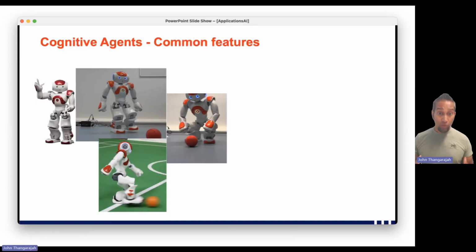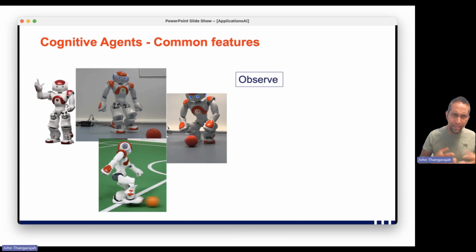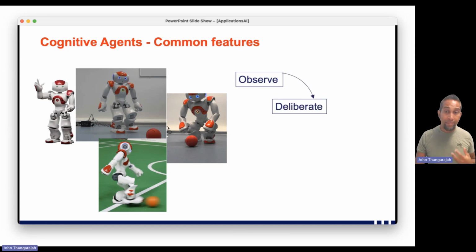So let's talk about cognitive agents. Well, what are they? Cognitive agents are agents that can deliberate, right? They'll be like humans that we do. And there are common features of these cognitive agents, just like us humans. I'll go through it. Imagine there was a robot and it can see a ball, so it observes, right? I can see a ball over there. And then it deliberates, well, what should I do? Well, let me go walk up to it. Well, it goes up to it, and that's the action, right?